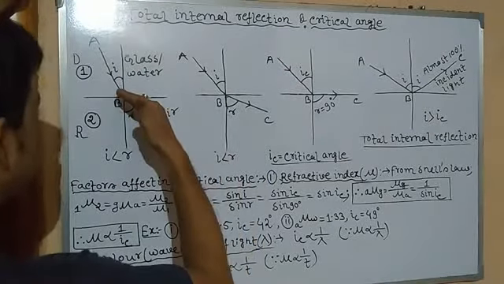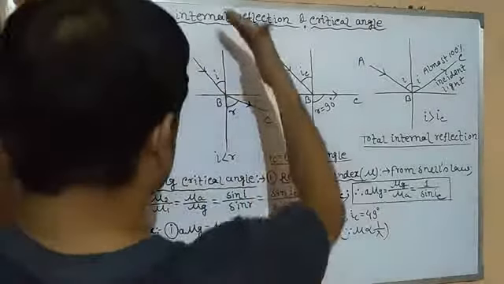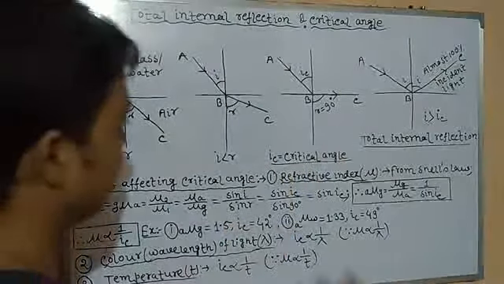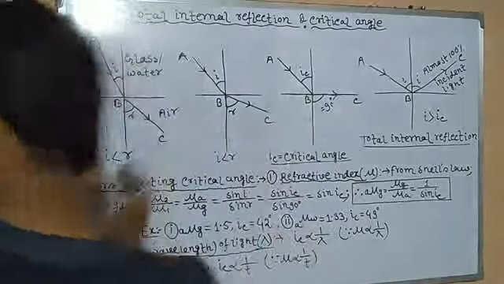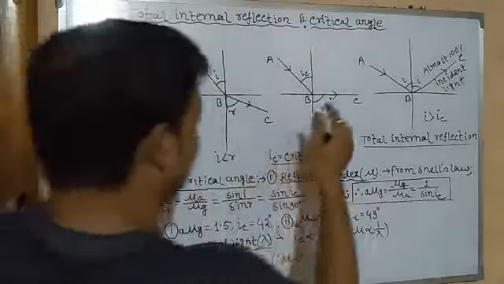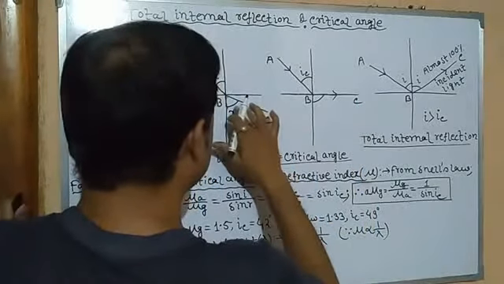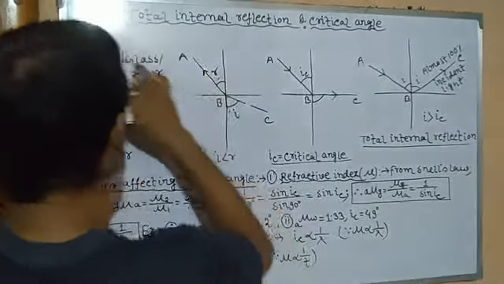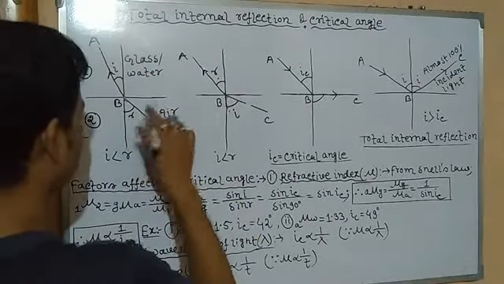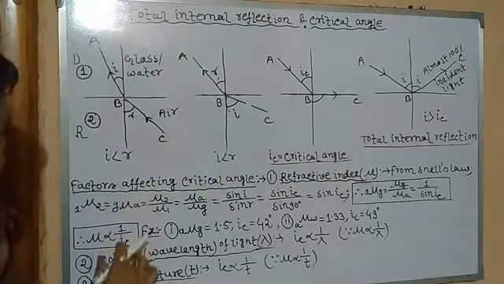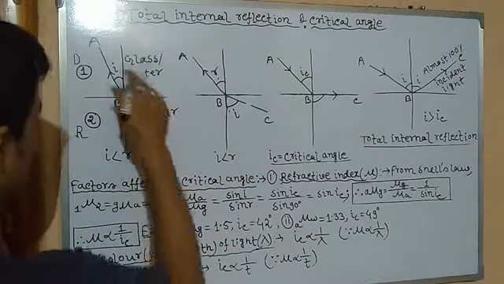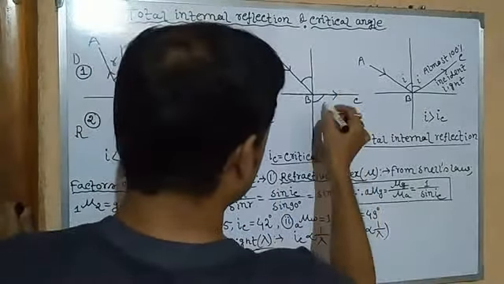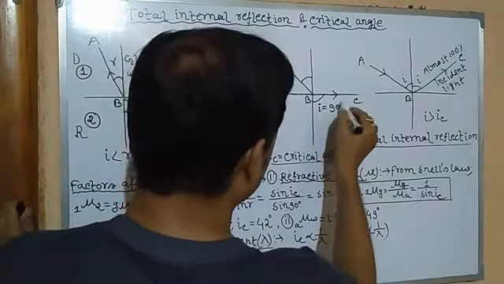So first incident here, then this is the reflected ray, again we are increasing, it is also increasing, this is I and this is R, assume. Then you can see here, when the angle of incidence becomes 90 degrees, just assume this is I, this is R, and just reverse the direction so that it becomes easier for you. Now this is I equals 90 degrees.